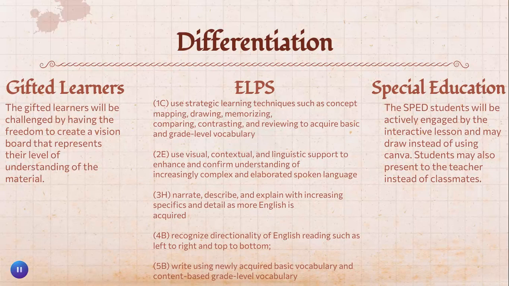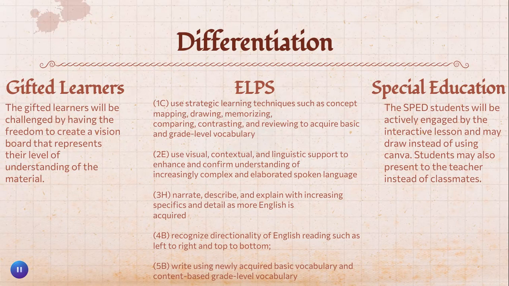Let's move over to the special education students. The special education students will be actively engaged by the interactive lesson and may draw instead of using Canva. Students may also present to their teacher instead of the classmates. So if the student has a hard time using Canva and doesn't like navigating how Canva works, they can draw instead if that is easier for them. And if the student doesn't like presenting to other classmates and feels more comfortable with the teacher, that is still a way to let them interact with another person. However, it's not through another classmate and it's through the teacher.